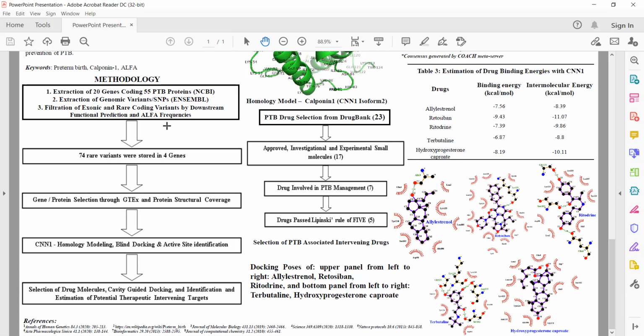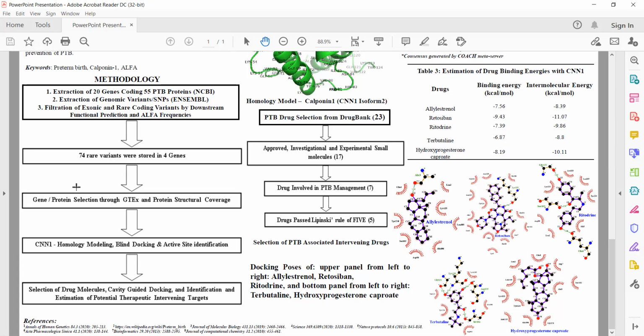So then we filtered all these variants on the basis of their Alpha frequency, and we focused on the South Asian population. And then we further filtered the database, and we came up with 74 rare variants that were located in just 4 genes. Okay, and then out of the 4 genes, we checked which of them were highly expressed in female reproductive tissues, because we are interested in those genes that are highly expressed in vagina, in cervix, in myometrium, in uterus.